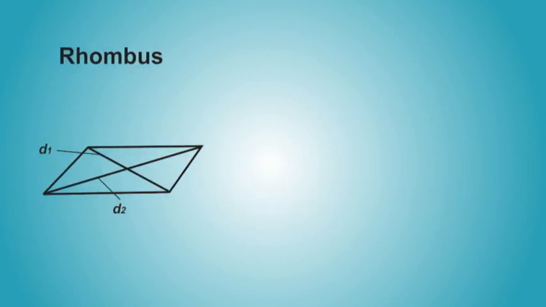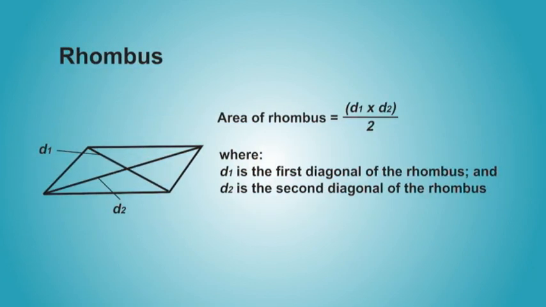For a rhombus, you need to measure the length of its diagonals and multiply them, then divide it by 2 to get the area. That's area of a rhombus equals D1 times D2 all over 2, where D1 and D2 are the lengths of a diagonal or the distance between the two opposite points of a rhombus.